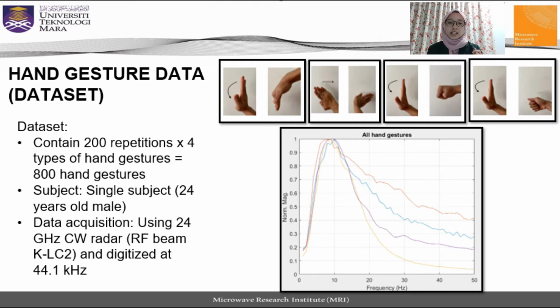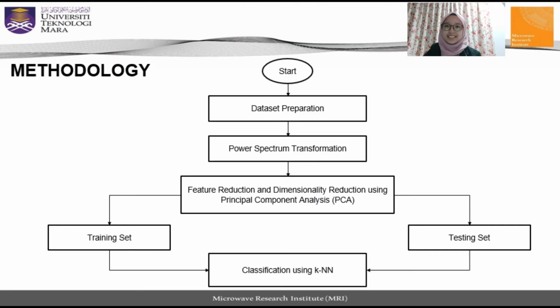The spectral data of each hand gesture are depicted in the figure below. From the above, the first line is the second hand gesture, the second line is the first hand gesture, the third line is the fourth hand gesture, and lastly, the last line is the third hand gesture. Based on the spectral radar, we can see the difference of each hand gesture.